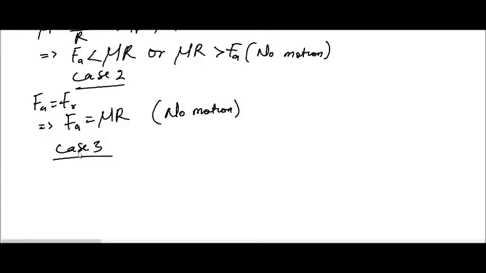So case 3. In this case, we are saying if the applied force is greater than frictional force. Don't forget, recall that the frictional force is equal to mu R. So if the applied force is greater than frictional force, it implies that the body will move. But there's a force that moves the body, and the body will move with an acceleration.